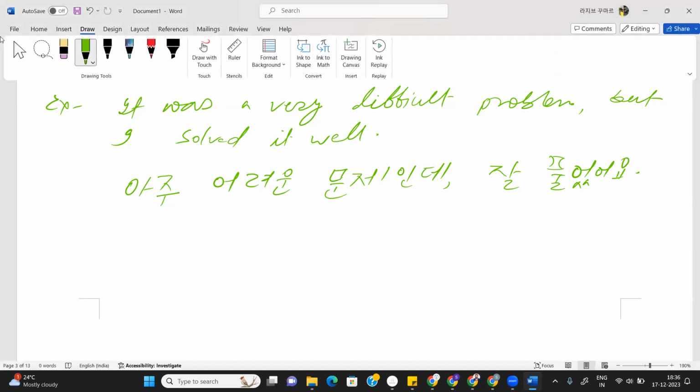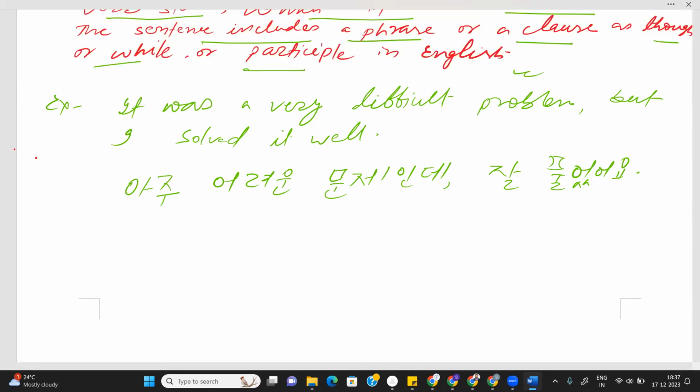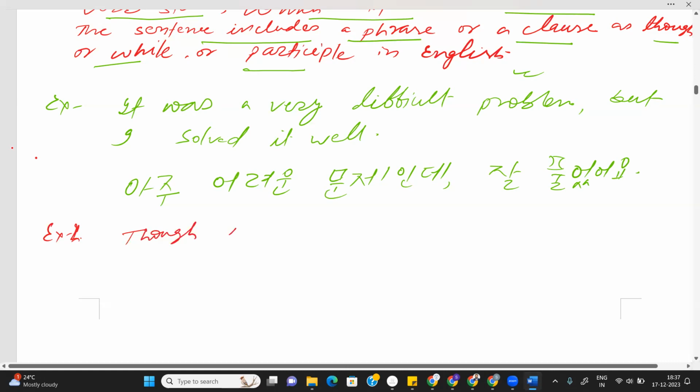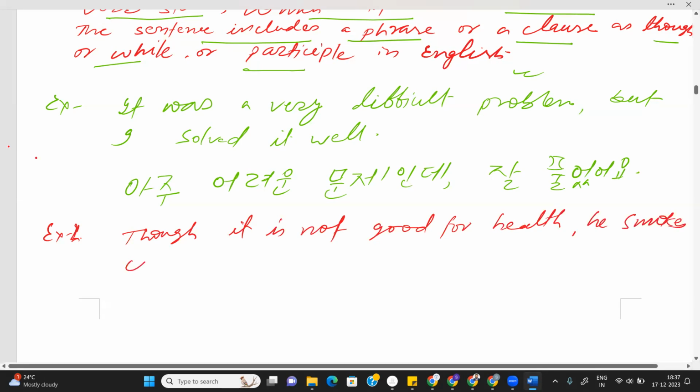Okay, let's take another example. Second example: Though it is not good for health, he smokes continuously.